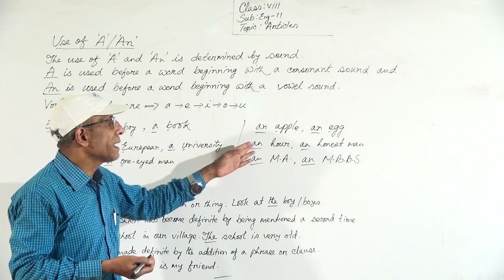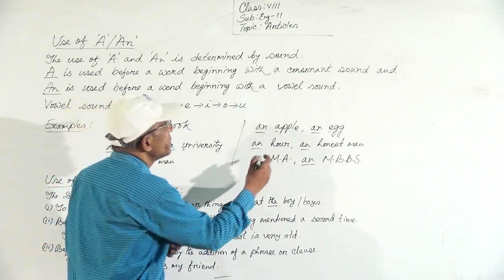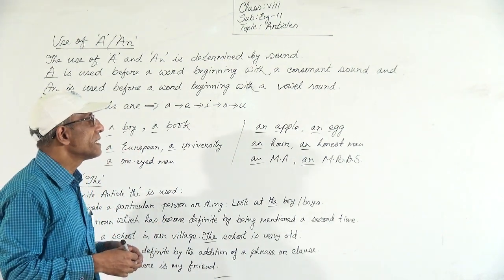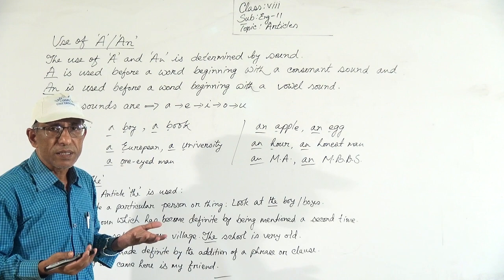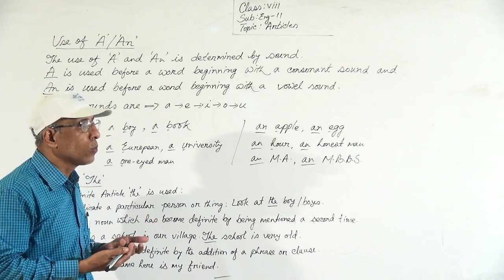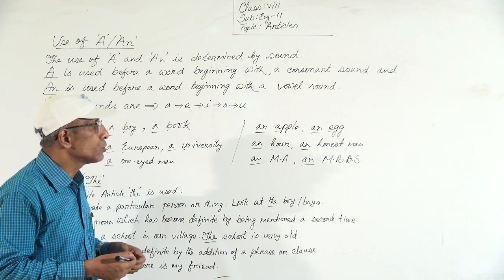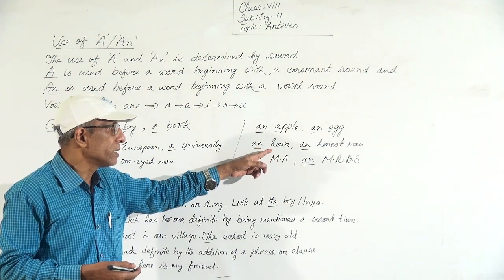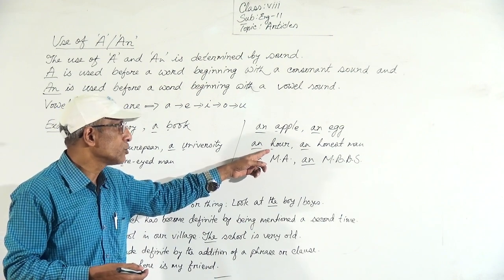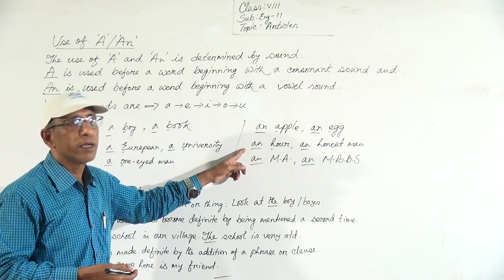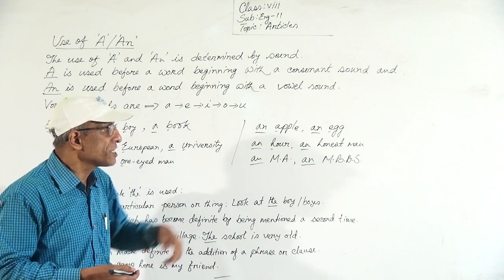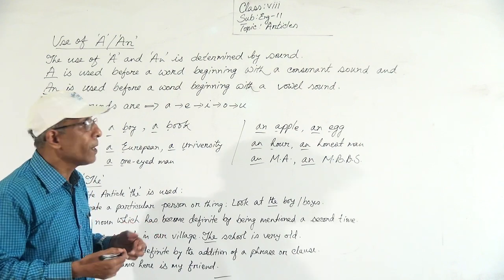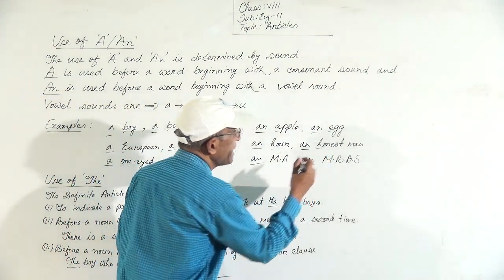And then an hour. Though there is H, this is silent. You cannot say hour with an H sound; you have to say hour, H-O-U-R, the pronunciation is hour. As this is a vowel sound, you have to use an before hour. And an honest man. You cannot say honest with an H sound; H is silent here.